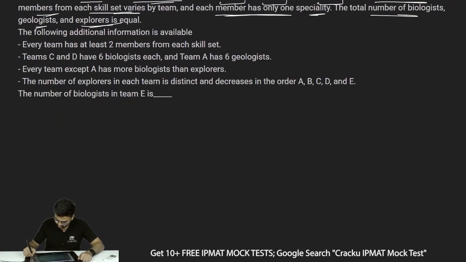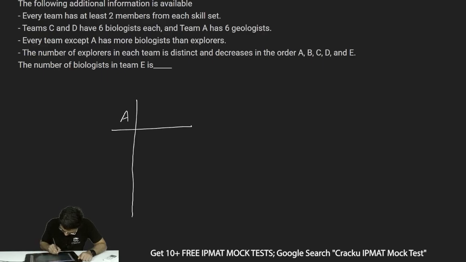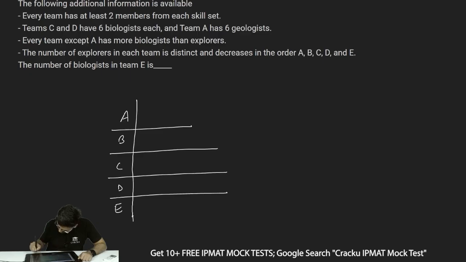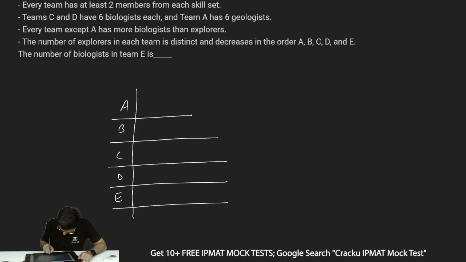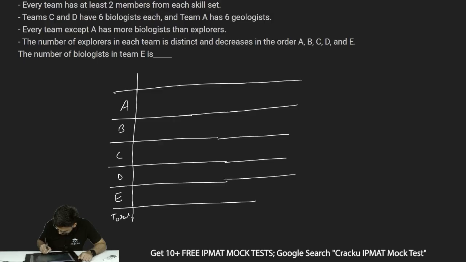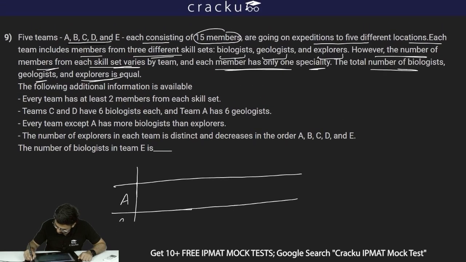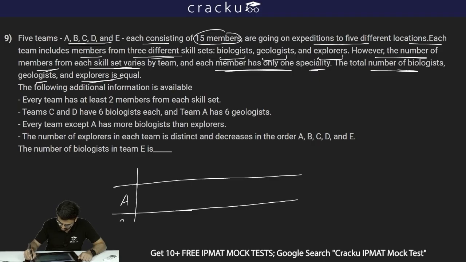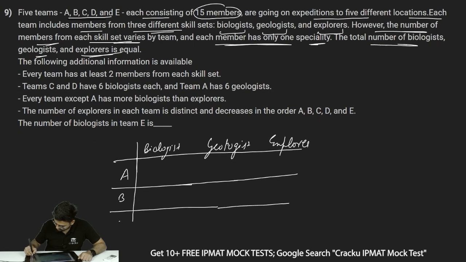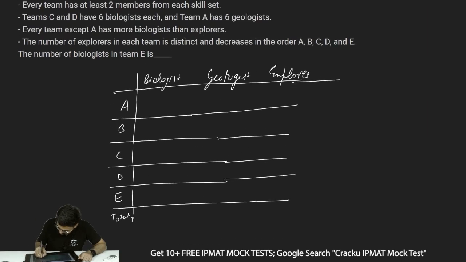So let me draw a table for this one. There are 5 teams, which are A, B, C, D, E, and then we have the total. There are 3 skill sets: one is biologist, one is geologist, and the third is explorer. So I can just add them up. I'll just form the table.